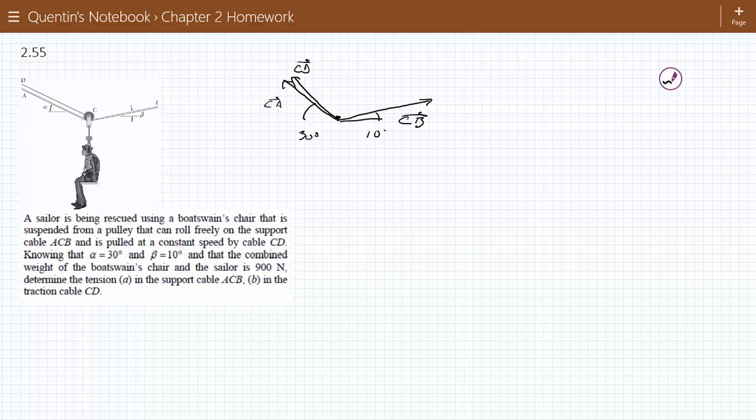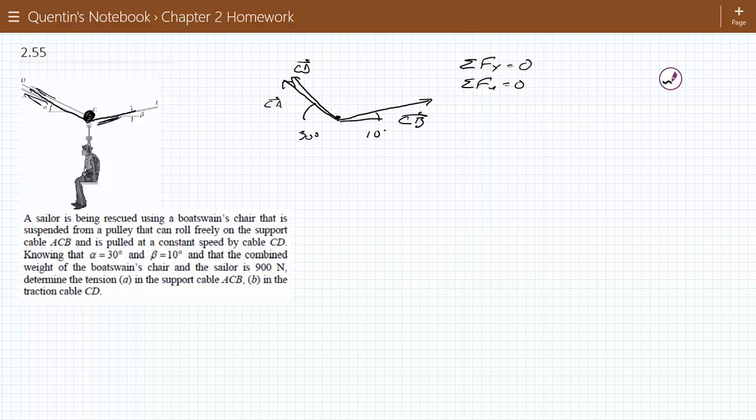Okay, so we have one, two, three cables, and we're supposed to find the tension in those cables. So what equations do we have to deal with? Well, we have sum of the forces in x is equal to 0 and sum of the forces in y equals 0. So that's two equations, so we can solve for two unknowns. So this is where it matters, that the pulley can roll freely. This pulley right here, right? So this pulley is rolling freely on this cable.